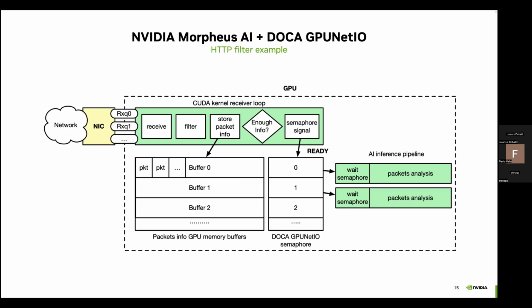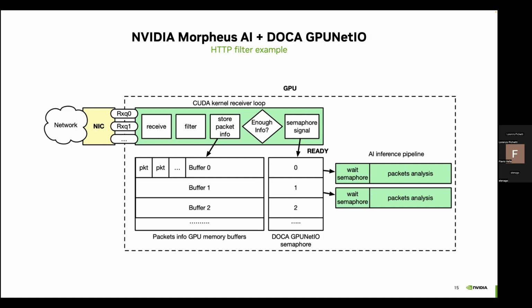But DOCA Flow can only work on packets up to layer 4. So layer 7 application packet payload starts to be really tricky. For this reason, Morpheus decided to adopt DOCA GPUNetIO to receive TCP packets in GPU memory and then filter only good packets, which in this scenario are HTTP packets. Basically, Morpheus detects HTTP packets with only specific characteristics in the header, and it stores relevant packet info in a GPU memory buffer.